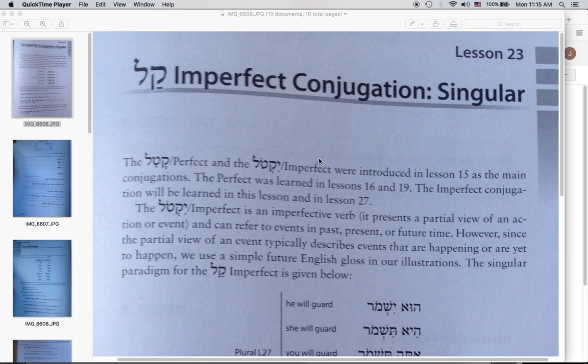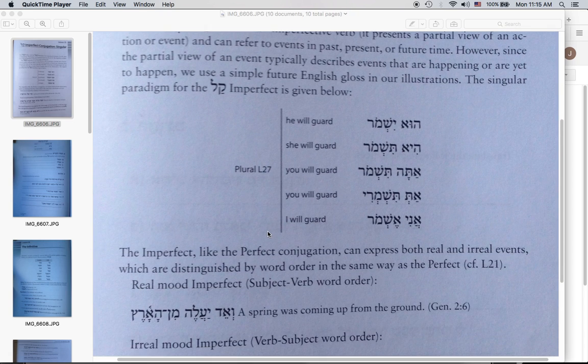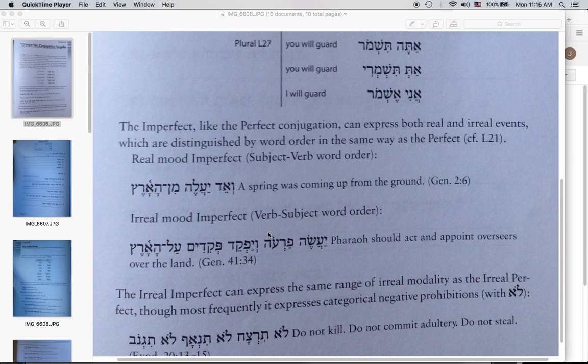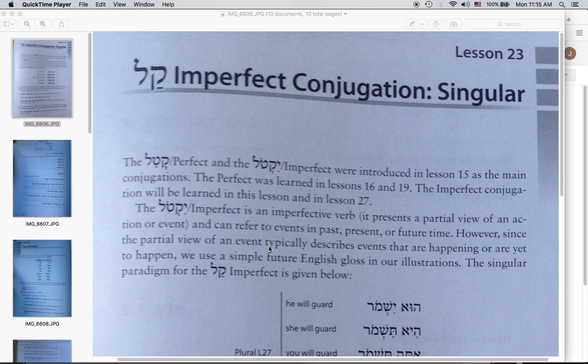The recorded lesson for lesson 23. In lesson 23, we cover the Qal imperfect conjugation in the singular form. So I'm basically going to read through this lesson and try to place it into the context of what we have learned up to this point and discuss some of the issues that are involved with the grammar that's covered in this lesson. And then we will look at some of the exercises that you can do for homework.